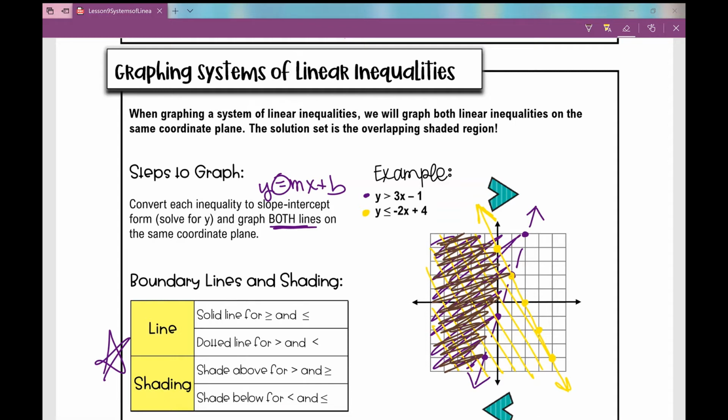Now, what you have to remember is if it's on a dotted line, it is not a solution. If it's on a solid line, it is included in the solution set. So you really have to pay attention to the solid and dotted lines today.